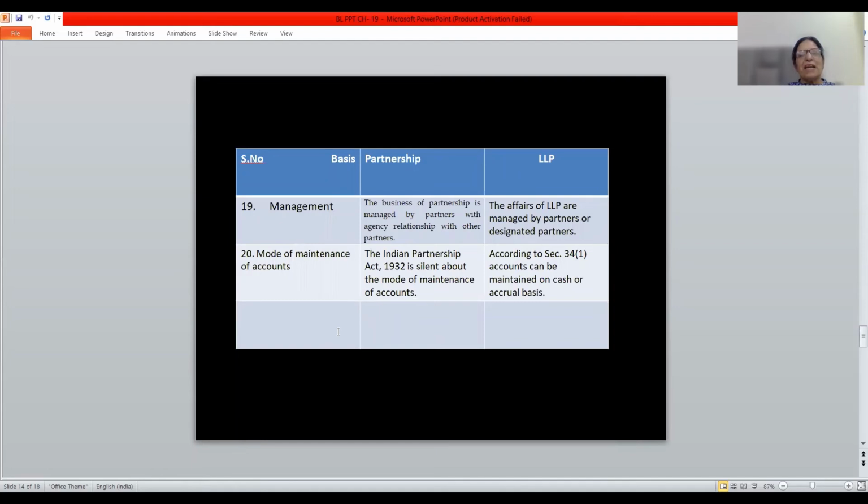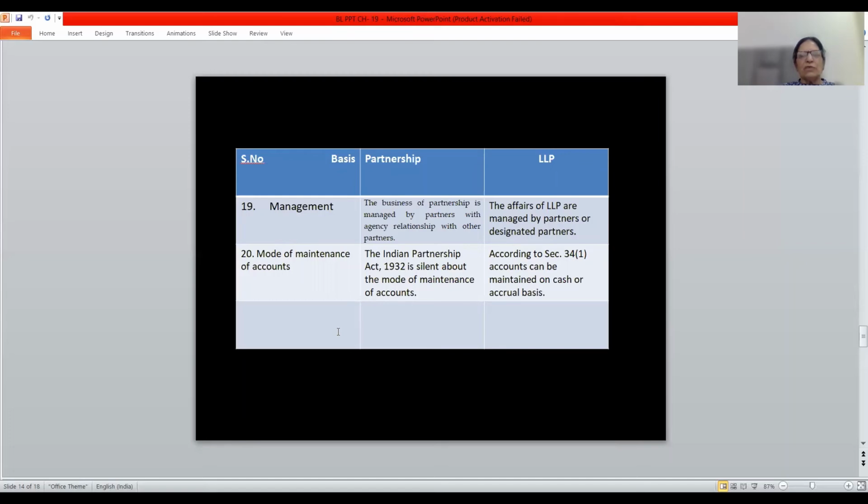Second last point is management. The business of partnership is managed by the partners with the agency relationship with other partners. Agency relationship you all know, which is the mutual agency. And partnership affairs of LLP are managed by the partners or designated partners.